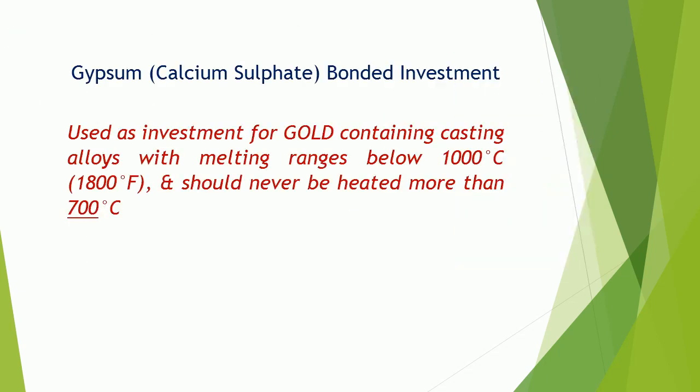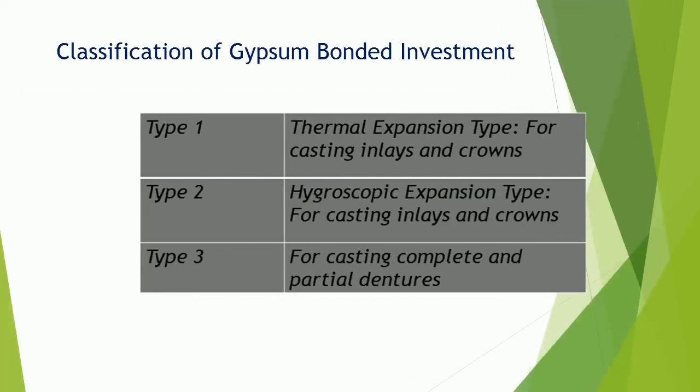Gypsum bonded investment materials, as I mentioned in the previous slides, are used only for gold containing casting alloys because of their low melting range, which is below 1000 degrees Celsius, and it should never be heated more than 700 degrees C, otherwise it will disintegrate at high temperatures. So we have covered the gypsum bonded investment materials composition, properties, and use.